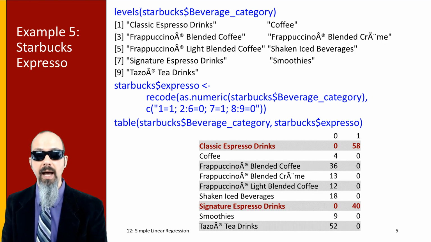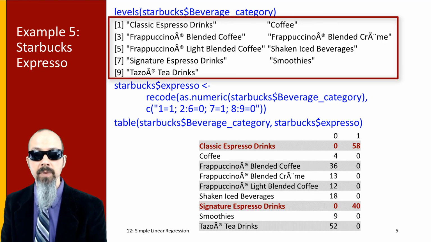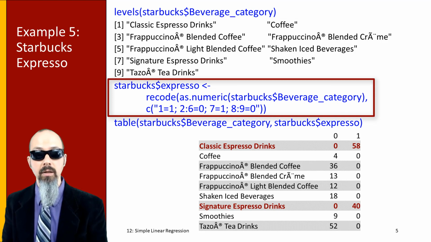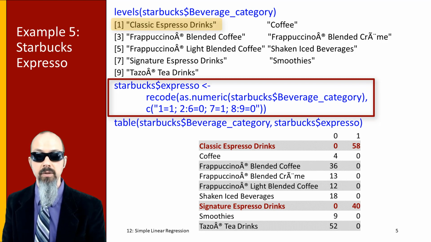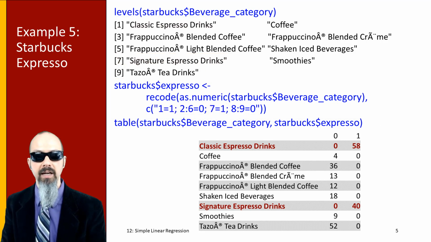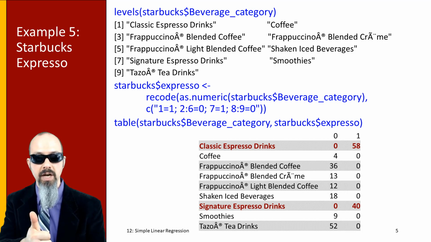Looking at beverage category, I have 9 different types of beverage categories. Identified that with the levels function. And so I'm going to go ahead and do a recode out of the car library. I'm turning beverage category into a number so I can quickly move through the recoding process. And I'm turning those that identified as espresso, which would be the classic espresso drink and the signature espresso drinks. Those both had espresso in the name, so I'm coding those both as 1, and all of the other drinks are being coded as 0, or a non-espresso drink. I then do a bivariate table to double check my recoding, and indeed, classic espresso and signature espresso drinks were both coded as 1, the others are coded as 0, so good job us.